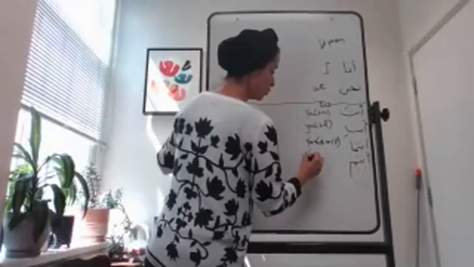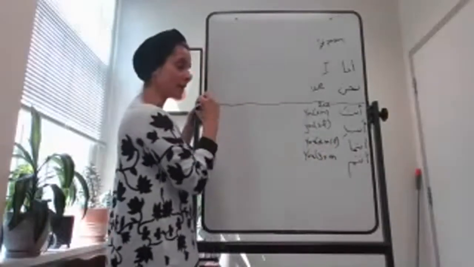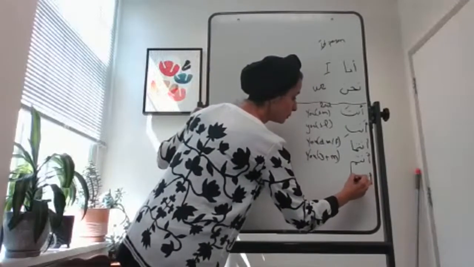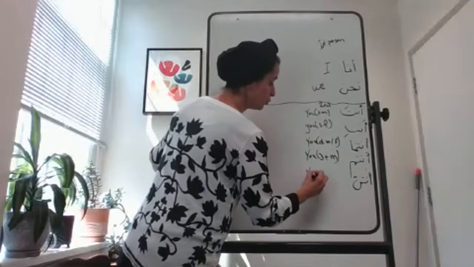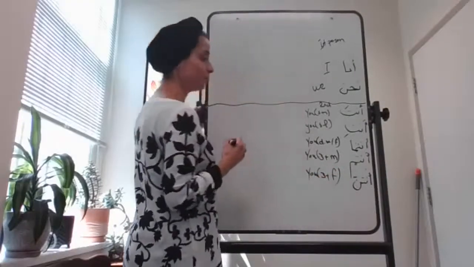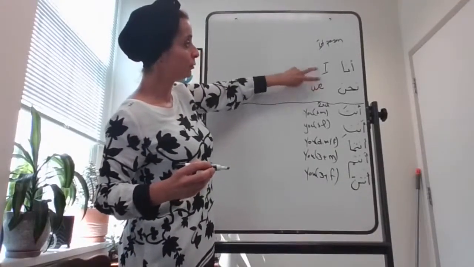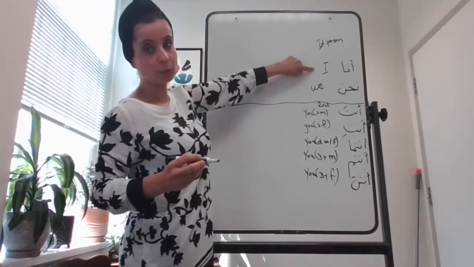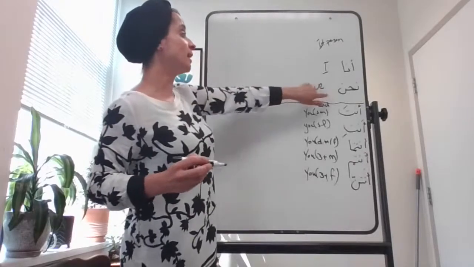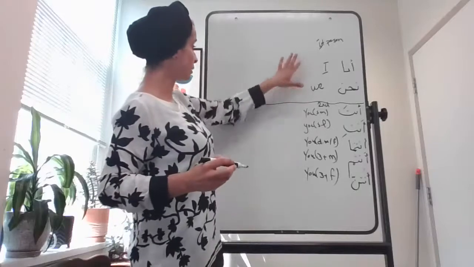Antum is you for three and more masculine, the plural masculine. And then we have antunna, which is you for three and more, the plural pronoun for feminine. So for the first person pronoun, we have ana and nahnu. Ana is a neutral pronoun that refers to singular male or singular female. Nahnu, we, refers to two and more, male or female.